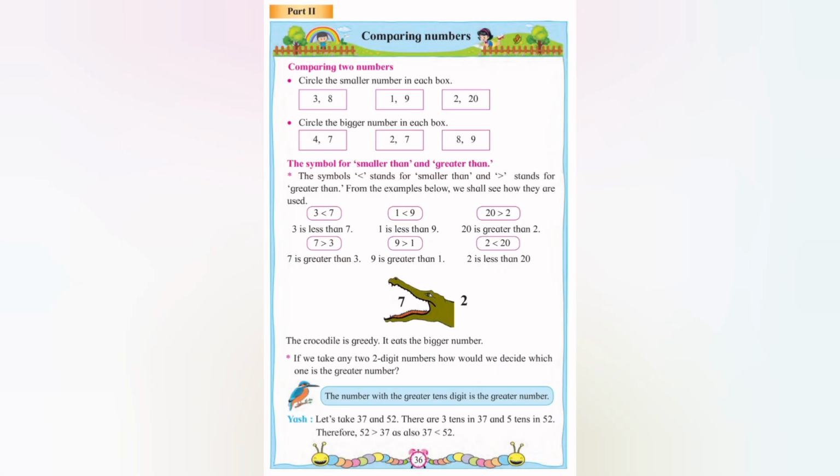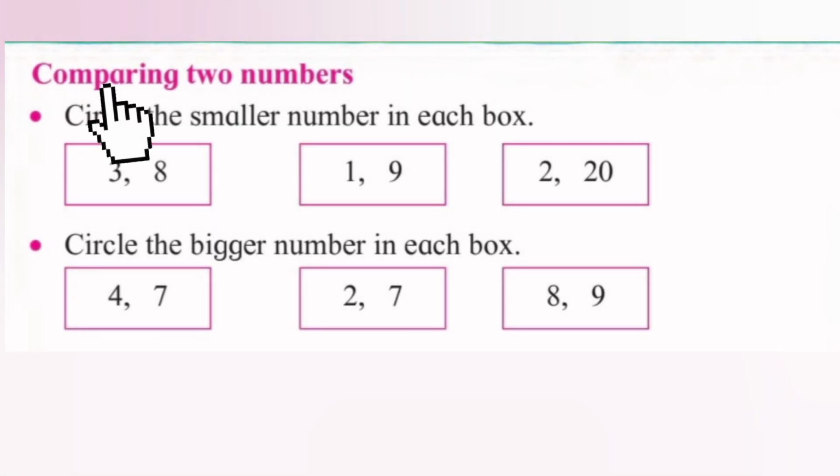Now come to page number 36 of your maths textbook. Comparing two numbers. Circle the smaller number in each box. In the first box, we have the numbers 3 and 8. Between these two, 3 is the smaller number. So we will circle 3.